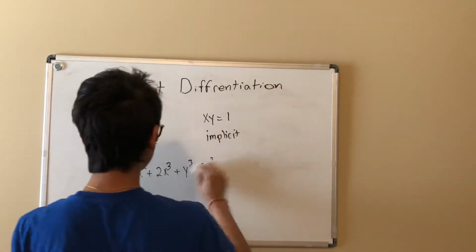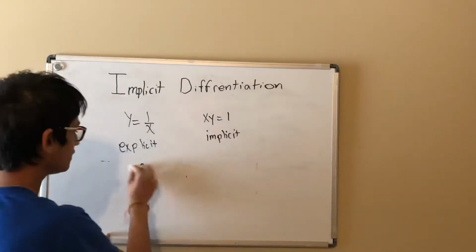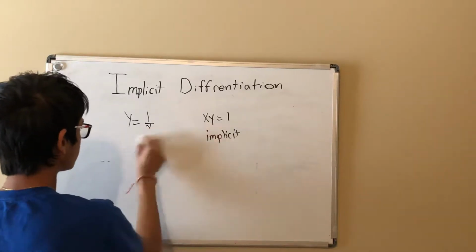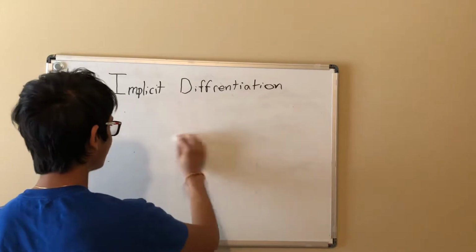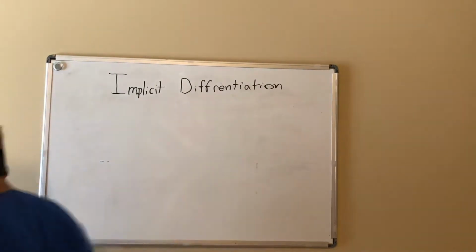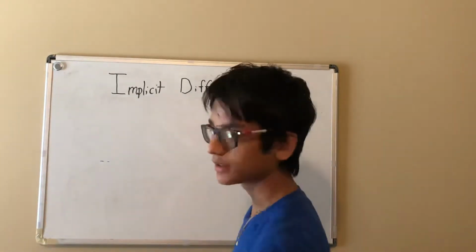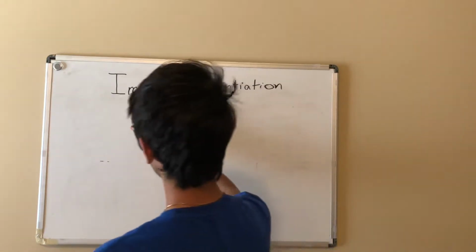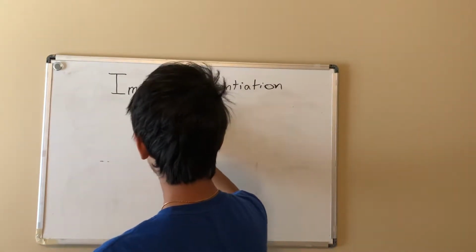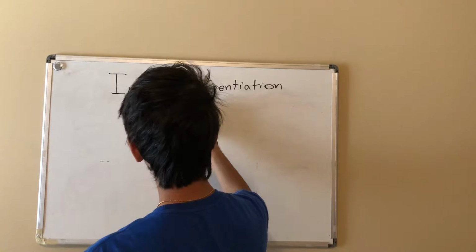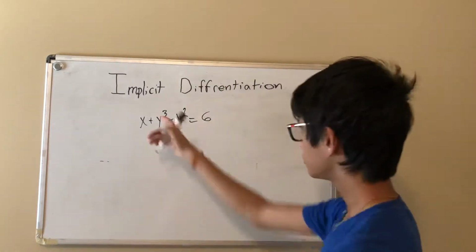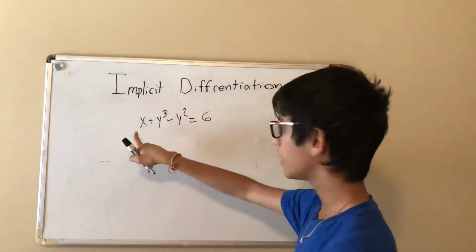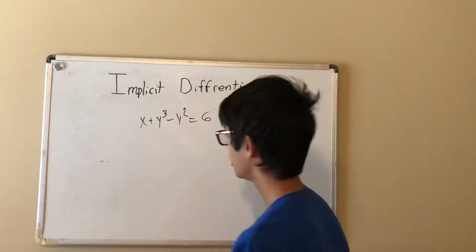So basically, what implicit differentiation states is that y is a function, so anytime we take the derivative of y, you have to have a dy/dx afterwards. Here, let's write out another equation: x plus y cubed minus y squared equals 6. To use implicit differentiation on this, you have to take the derivative of both sides.